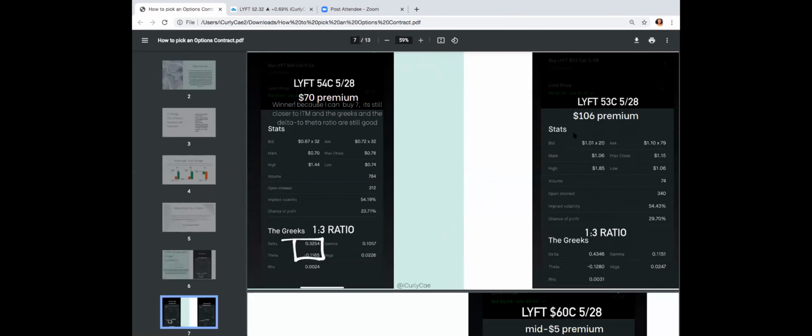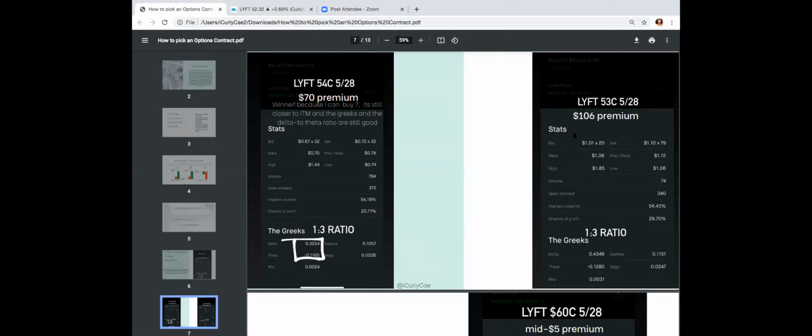So we're looking at the $54 call for May 28th. It has a $70 premium. And I think if my math is correct, I wrote it on here, so I can buy 7 of these particular contracts, and it has a 1-to-3 ratio. Also, if I look at the $53 call, it's the $106 premium. I can buy 4 of these, and it has a 1-to-3 ratio as well.